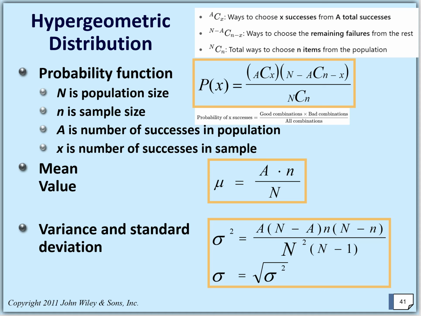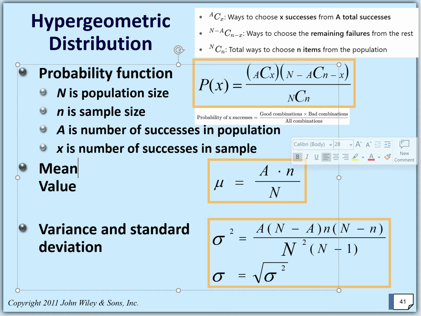How do you calculate the mean value? The number of successes in the population, multiply by your sample size, divide by the total population size. Similarly, variance is calculated using this formula, and the square root of variance is your standard deviation.